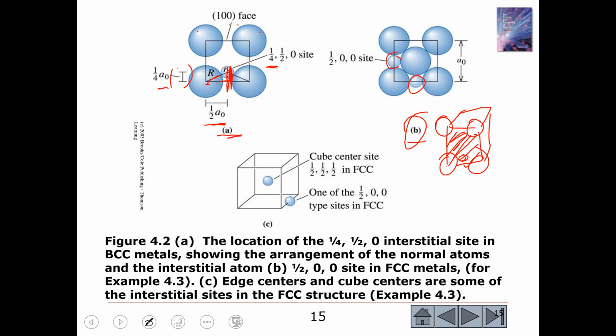C is the edge center and cube center. Edge center and cube center are some of the interstitial sites in the FCC structure. You know, this is the edge center and this is the cube center.